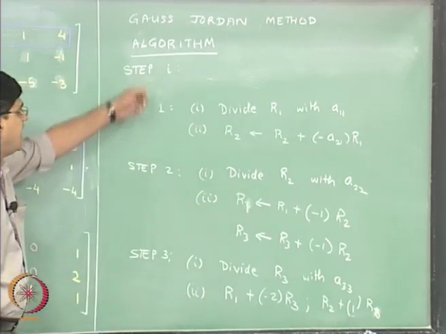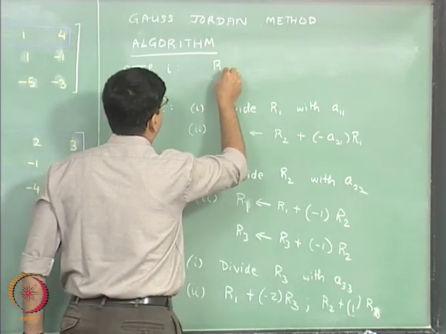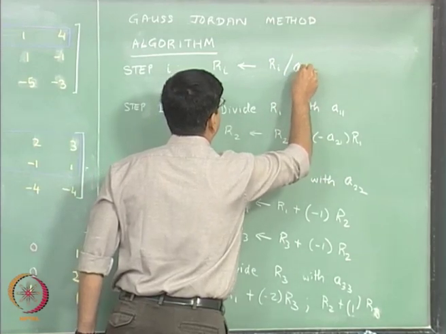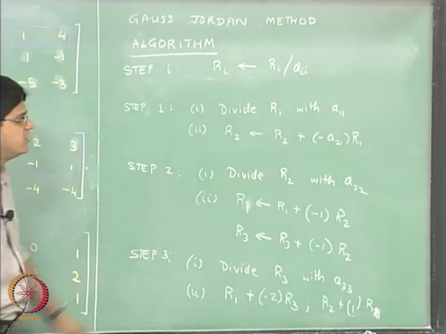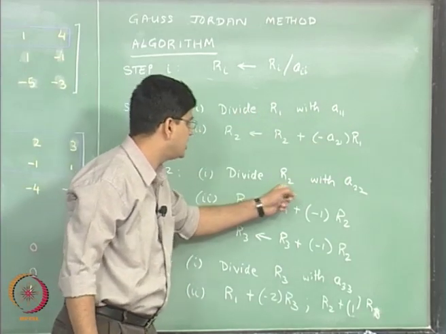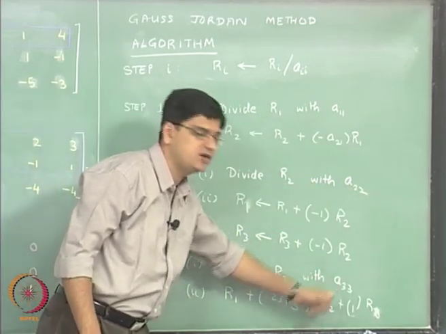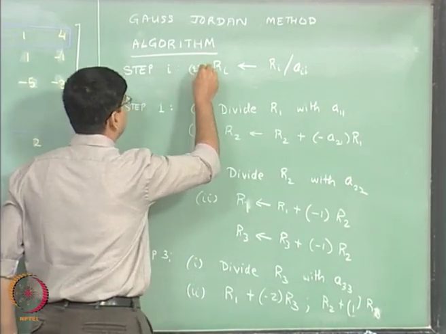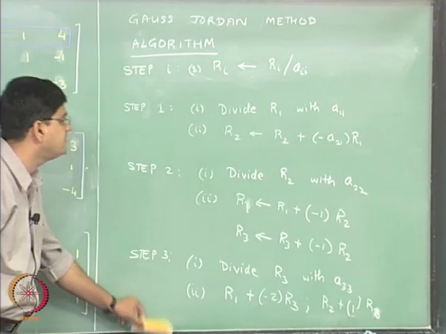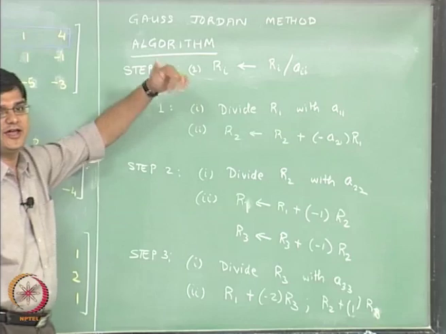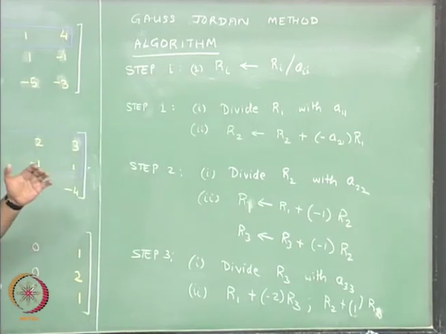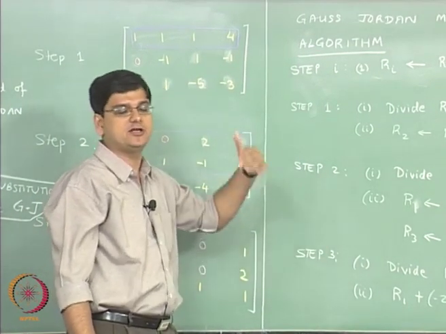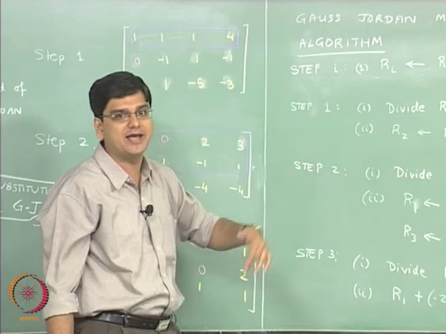Okay, and in the ith step we have Ri is nothing but Ri divided by Aii. So R1 divided by A11, R2 divided by A22, R3 divided by A33. So for the ith step, the first part of the ith step is this, and the second part of the ith step consists of n minus 1 row operations. N minus 1 row operations is because row 1, row 2 up to row n except the ith row has to be changed by the ith row.